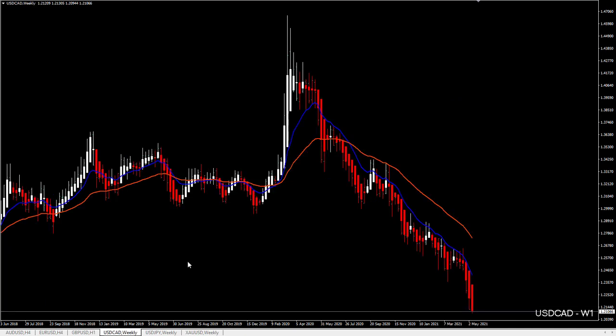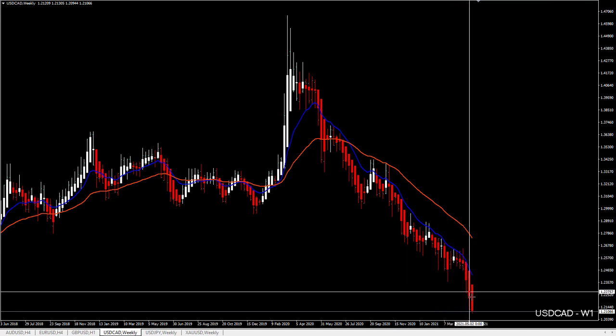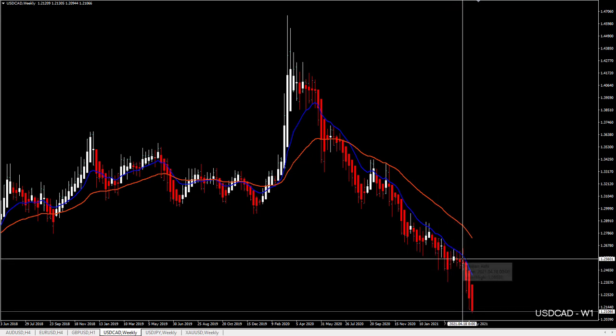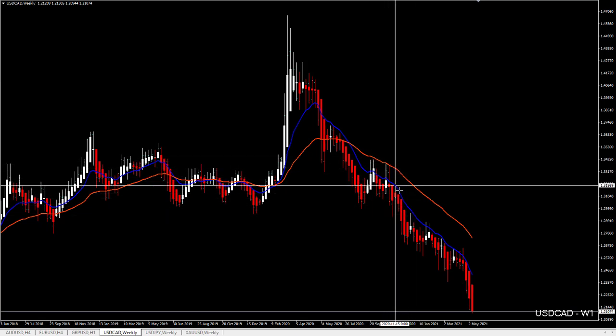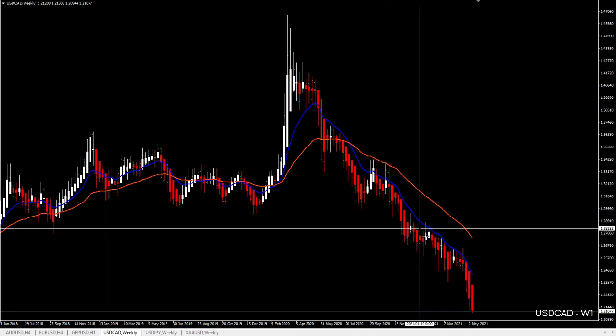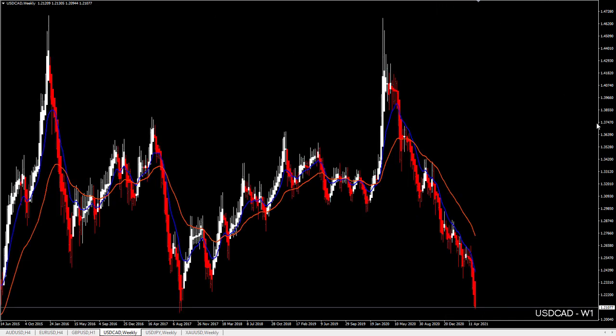USDCAD is another pair. It's going quite nicely. After again, we had this stop and price still push down. So you see, if we have strong trend on the weekly, it still continue to go. So let me check what we have on the weekly chart.